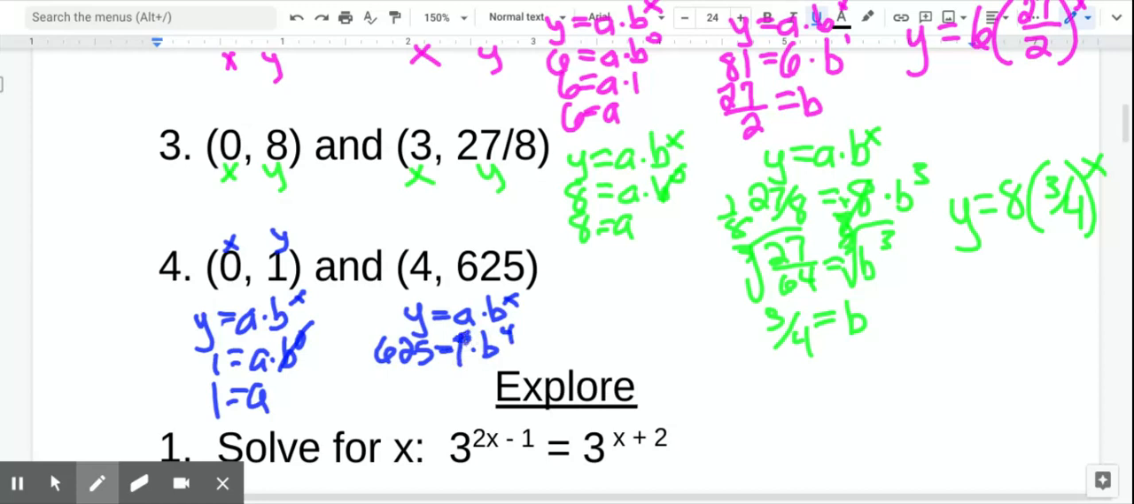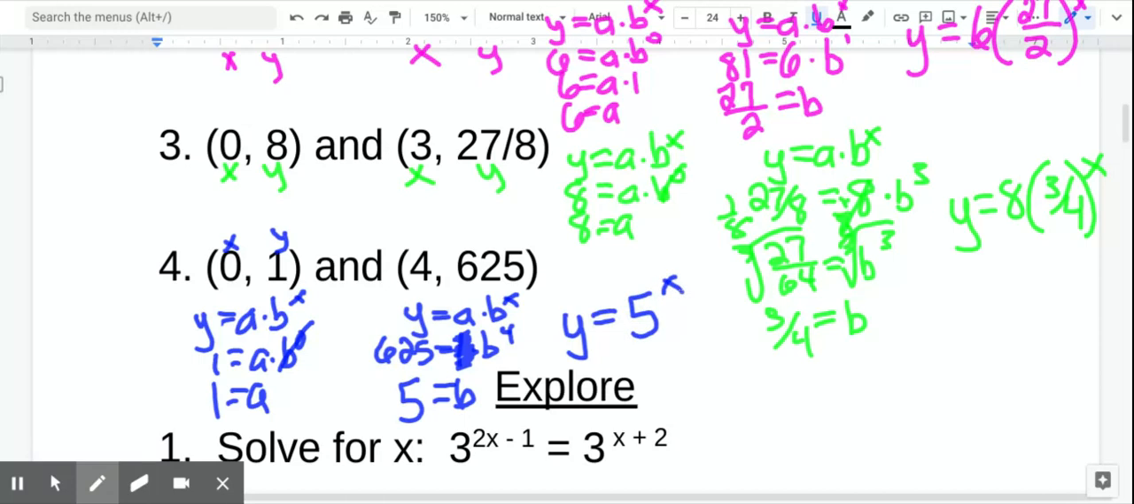Now that 1 doesn't really matter, you can just scribble it out. To solve this, we're going to take the 4th root of both sides, which you might need your calculator for. I believe it's 5. And so our answer is y equals 1, which we don't need to write, times 5 to the x. So just y equals 5 to the x.